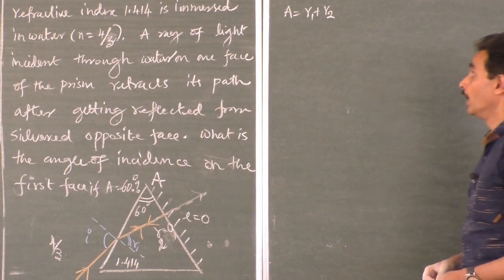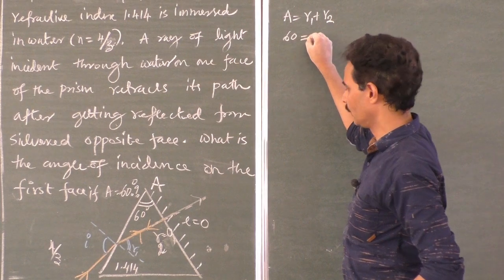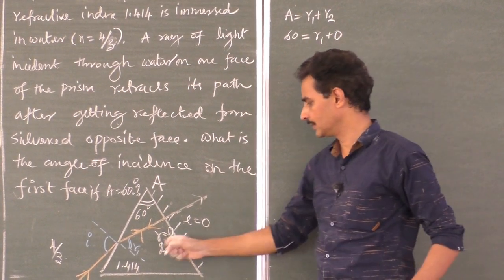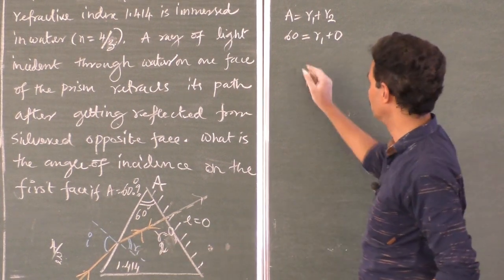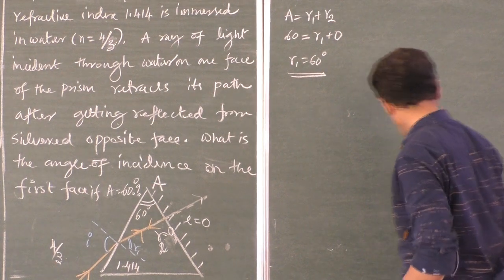A is equal to R1 plus R2. What is A? A is 60. R2 is 0, so only R1 should take the responsibility of the full angle. R1 is 60. Now apply the general law, Snell's law.